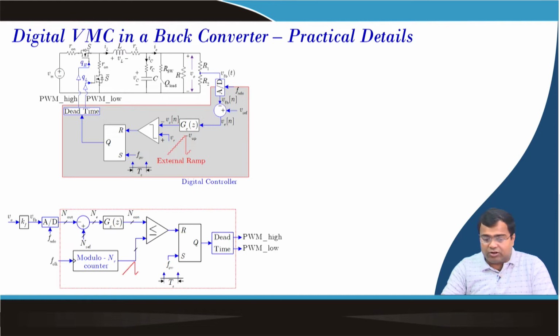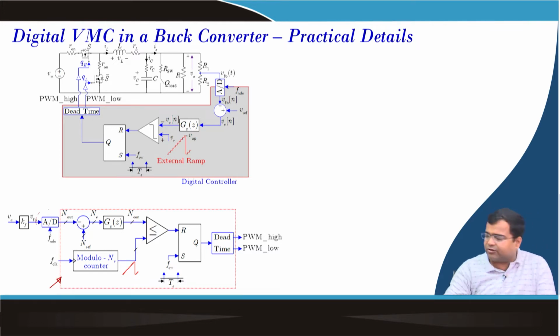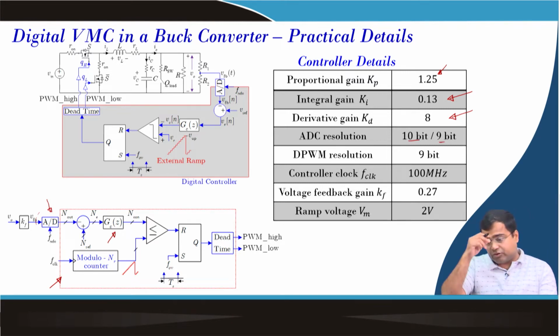We discussed this in the Verilog module, and before that we also discussed the ADC converter. The proportional gain we have considered inside this controller, Kp, is 1.25, the discrete time integral gain Ki is 0.13, and the discrete time derivative gain Kd is 8. We have a 10 bit ADC, but we are discarding 1 bit, so we are representing 9 bit, or it can be made 8 bit, and the DPWM resolution is 9 bit.